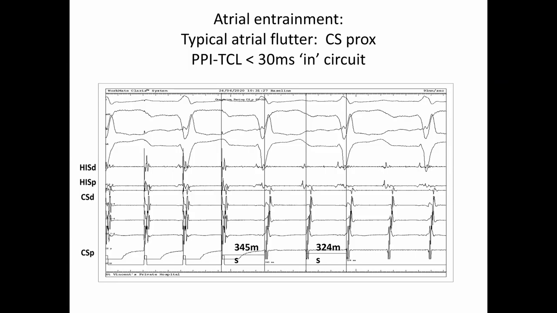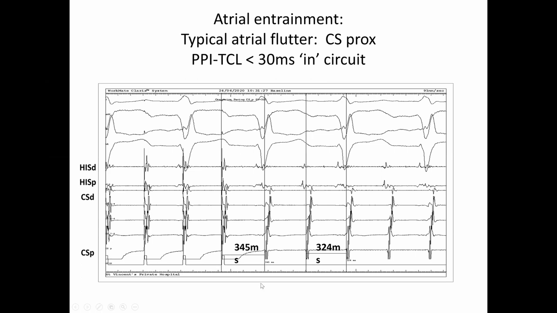What we like to do with atrial flutters and atrial tachycardias is to atrially entrain the circuit, so again pacing 20 milliseconds quicker than the tachycardia cycle length. And we're again looking at the post-pacing interval from where we've entrained. Here we've entrained this atrial flutter from CS proximal, and the post-pacing interval, the return interval from where you've paced to the next atrial beat, is 345 milliseconds, with a tach cycle length of 324, so 21 milliseconds. And if it's less than 30, we generally say that's in the circuit.